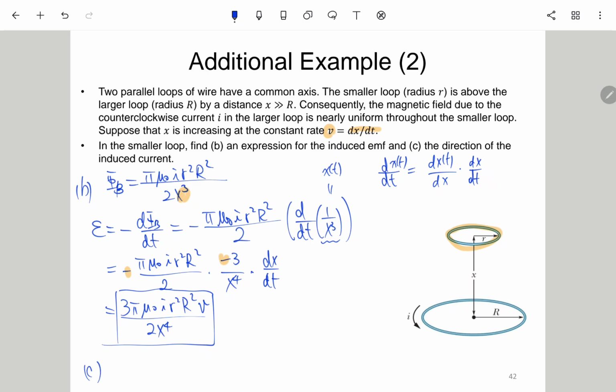And then for part C, what is the direction? We know originally the B field is pointing upward, and if x is increasing, we expect this B to decrease, or the phi B should be decreasing. Which means that the B induced should increase. The B induced should point upward to offset this change, which means the I induced should also be counterclockwise. So the direction of the induced current is counterclockwise.